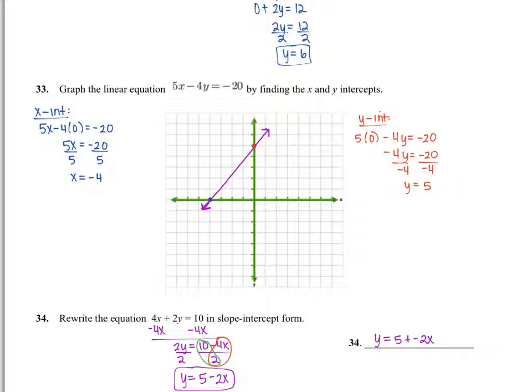The y-intercept, I changed x to 0. And then don't forget that that negative sign comes along. To isolate y, I divided both sides by negative 4. The y-intercept is 5. 1, 2, 3, 4, 5. Connect with a straight line.